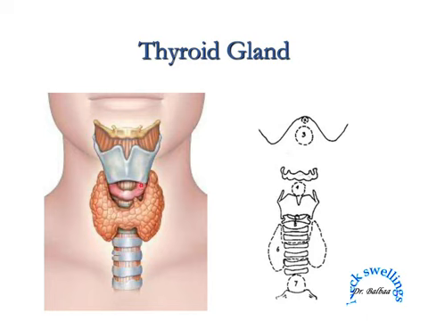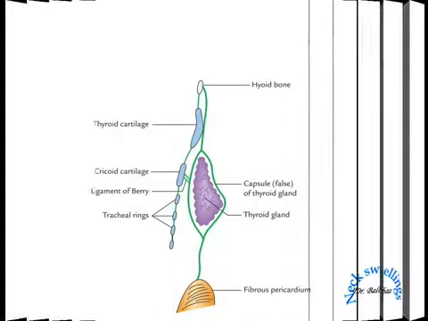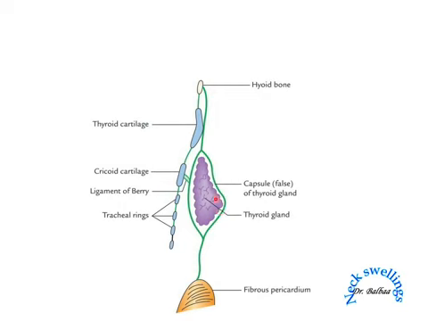The swelling will move up with deglutition. It will move up with deglutition because it is enclosed within the pretracheal fascia. The pretracheal fascia here is attached up to the hyoid bone. Whenever the patient swallows, the hyoid bone will come up with the larynx, and the thyroid will move up with the deglutition.